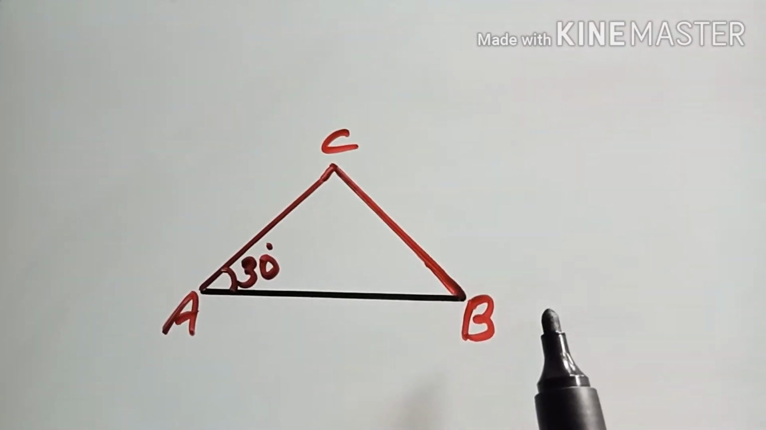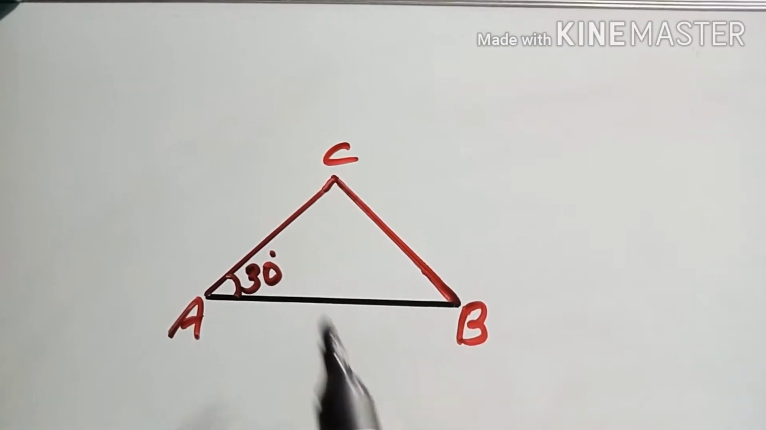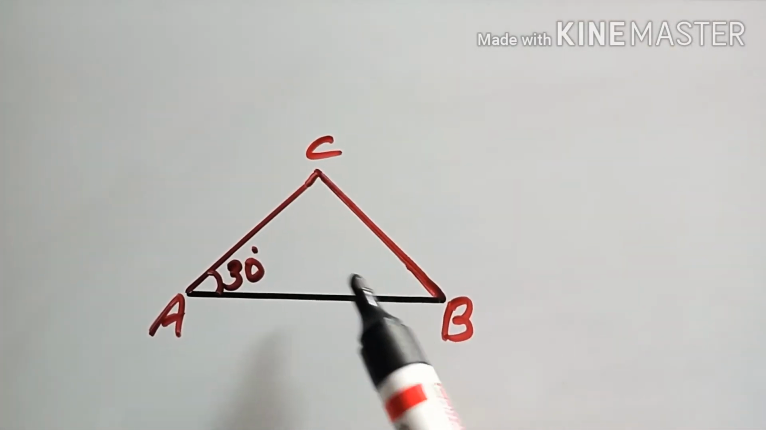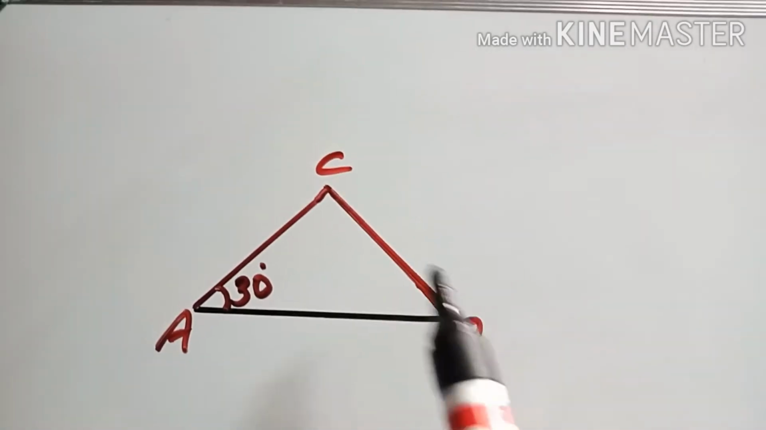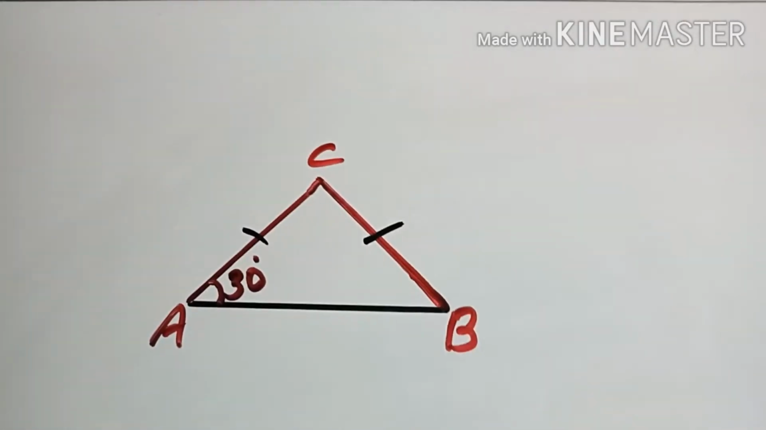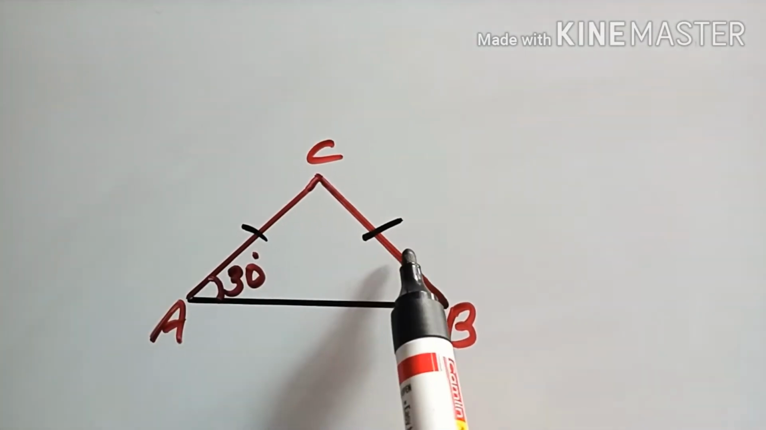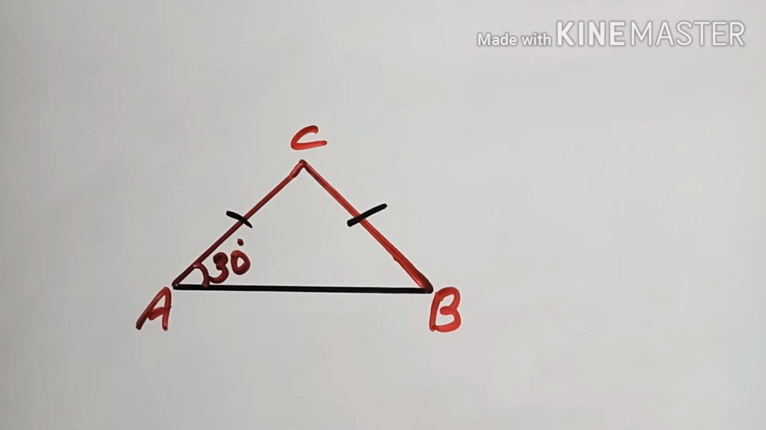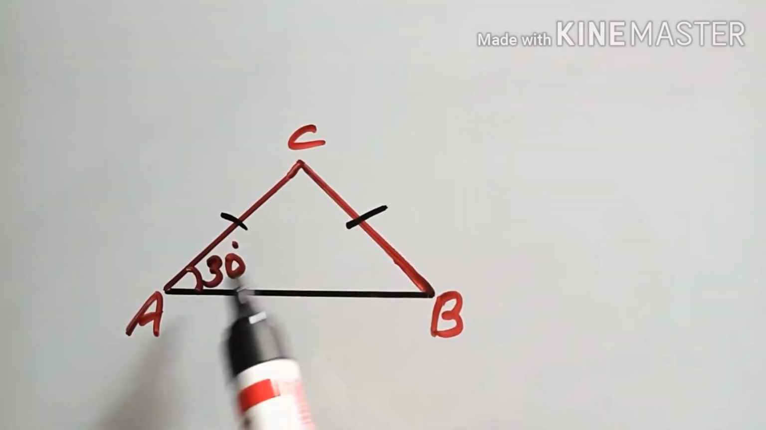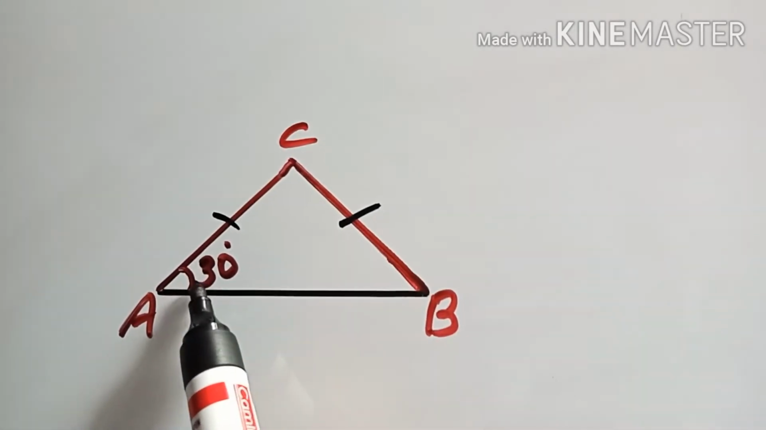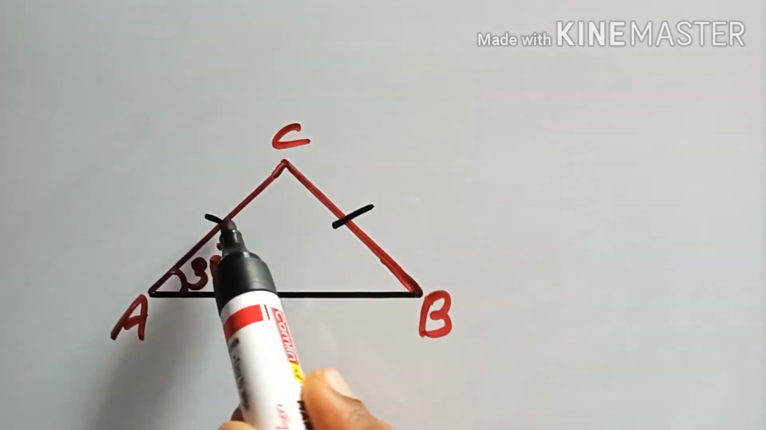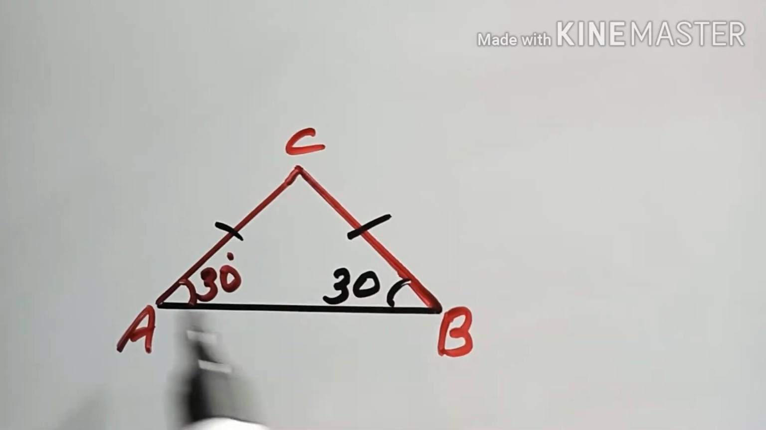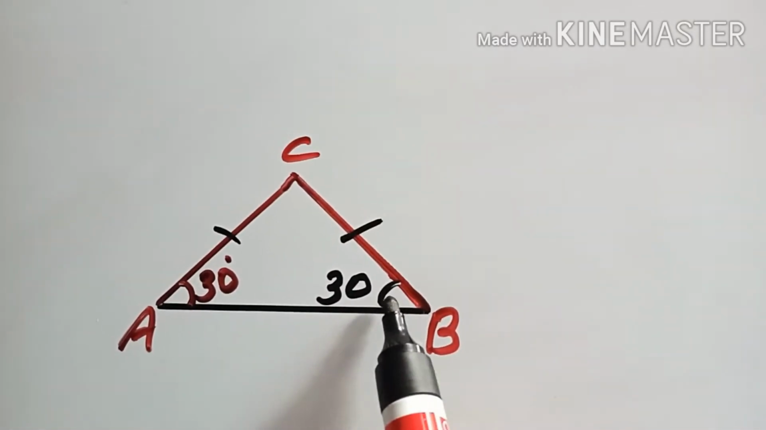What do you mean by isosceles triangle? Isosceles triangle means two sides will be equal. So here AC and BC. By looking into the figure, you can see that these two sides are equal. So these two sides being equal means their opposite angles will also be equal. That is a speciality of isosceles triangle. So opposite of this side the angle is 30 degree, which means opposite of this side the angle will also be 30 degree. So here we got 30 degree.